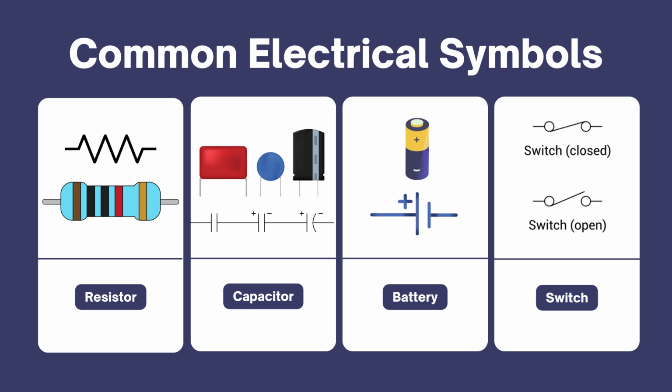Next, we have a capacitor, shown as two parallel lines, which stores electrical energy. The battery symbol, typically shown as a pair of lines with one longer than the other, represents a power source. Finally, the switch, depicted by a break in a line, is used to open or close a circuit.